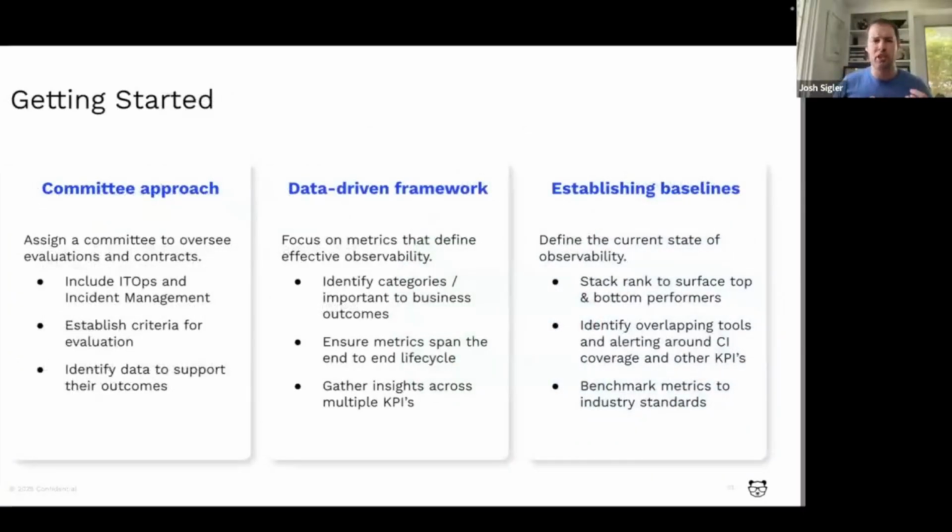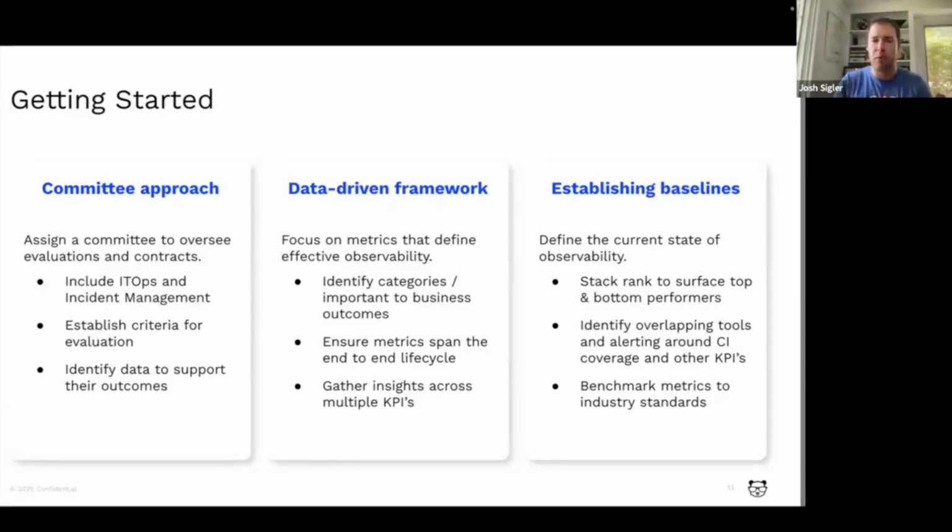Now, a couple different suggestions on how to get started with tool rationalization and the hybridization of the two approaches. The first one is the committee-based approach, where what really makes sense is to say, hey, we need to look across the enterprise. We need to grab folks from incident management. We need to grab folks from ITOps. We need to grab folks from observability. We need to get them in a room and say, hey, you need to start making these decisions. They need to establish that criteria. They need to start pulling data into this.